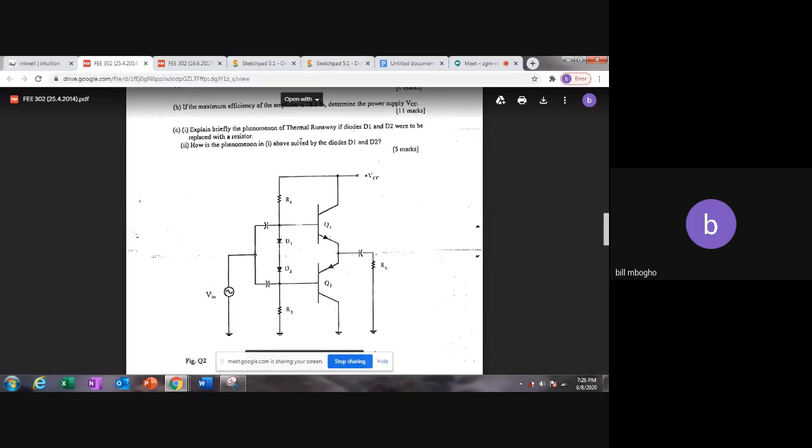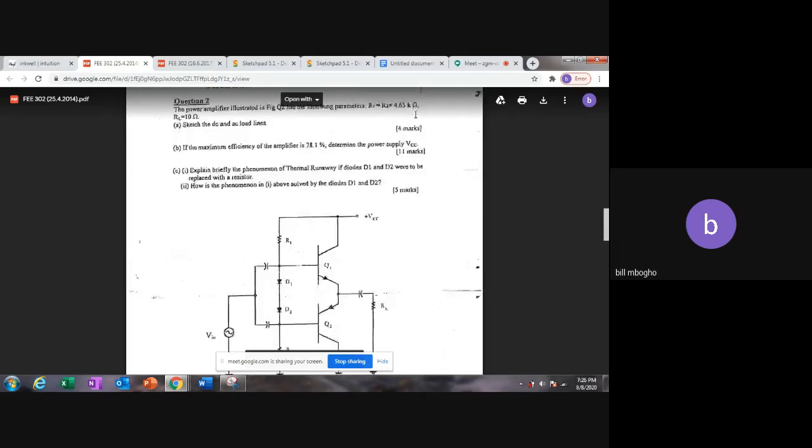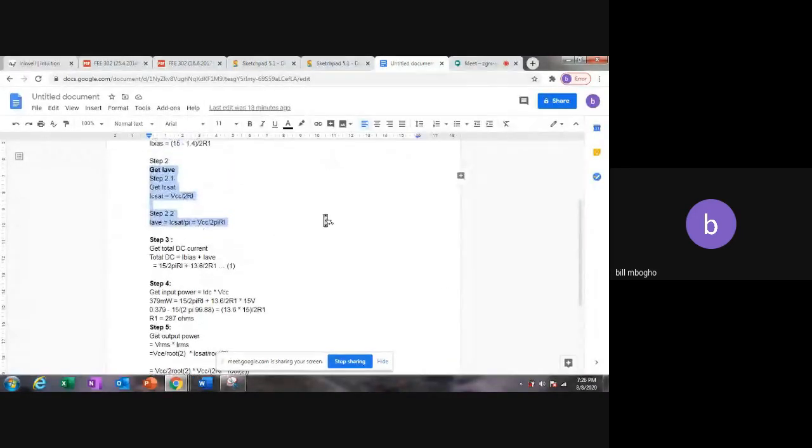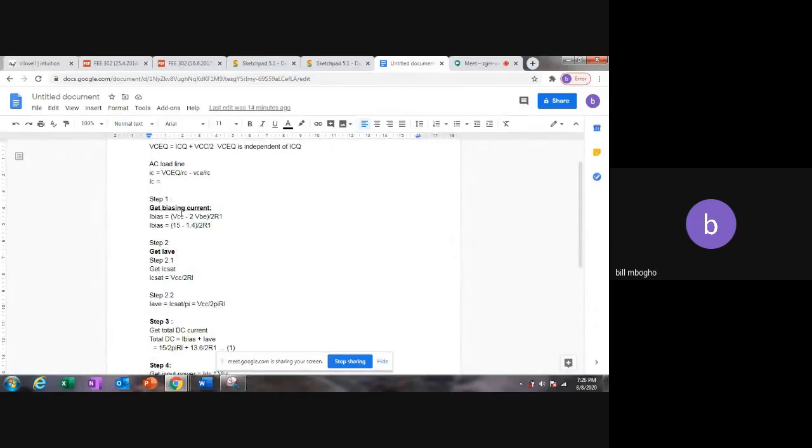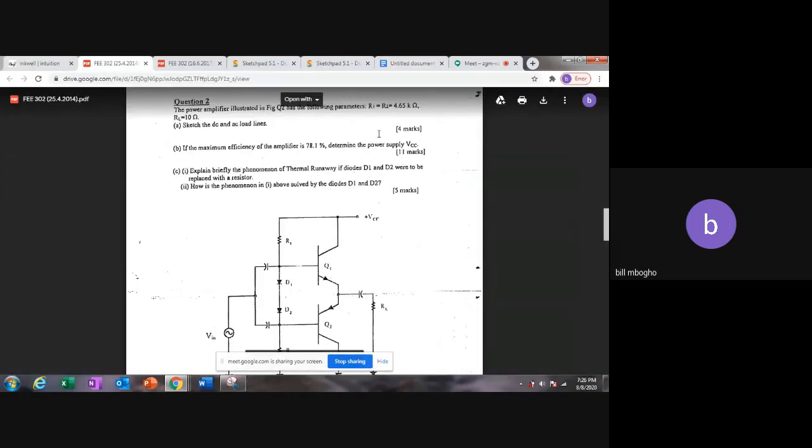Determining the power supply VCC. This one is going to give us some quadratic that's going to be a bit ugly. But let's get to it. The steps remain the same. Step 1, get the biasing current.